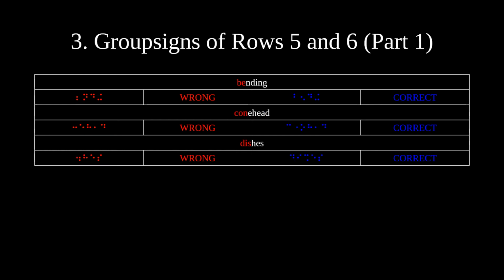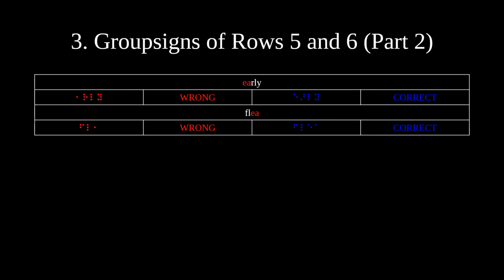The third rule is about the usage of the contractions BE, CON, DIS, EA, BB, CC, FF, GG, and ING. The contractions BE, CON, and DIS may appear in words only if they constitute the entire first syllable of those words. The word bending does not have the contraction BE. The word conehead does not have the contraction CON. And the word dishes does not have the contraction DIS.